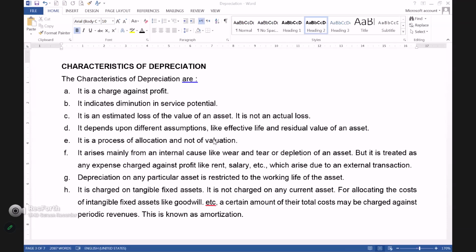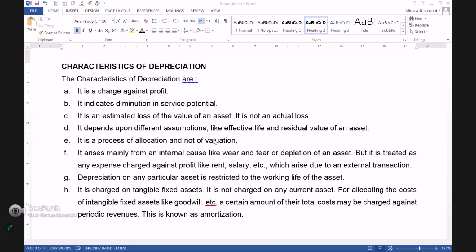Valuation has a different meaning. Depreciation is an allocation. Every year you have to allocate for the depreciation. Valuation is a different concept, where you have to value the machinery. Sometimes market value will be increased. Nowadays, the market value of motor vehicles has increased due to the economic collapse.